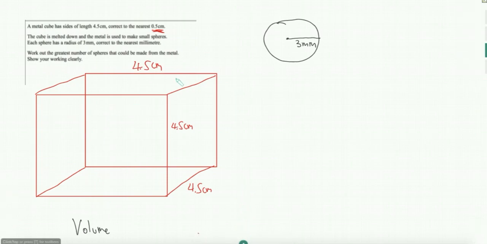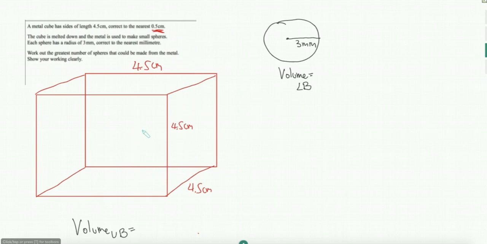Now, if we want to find the most number of spheres possible, we want to have a really big cube. Because the bigger the cube, the greater the volume of the cube, the more metal that we can melt, and the more spheres that we can make. Now, when it comes to the spheres, we have to find a volume as well, because the volume tells us how much metal the sphere is made out of. If we're trying to make as many spheres as possible, we want to have a really small sphere, because the smaller the spheres, the more we can make. So first, we have to find the upper bound for the volume of the cube, and the lower bound for the volume of the sphere.